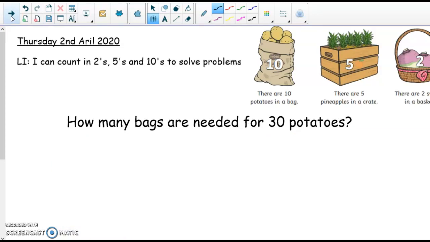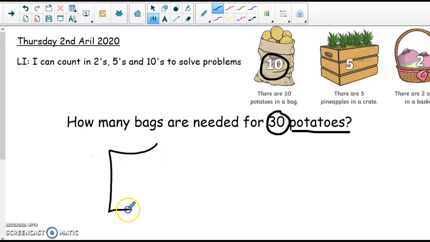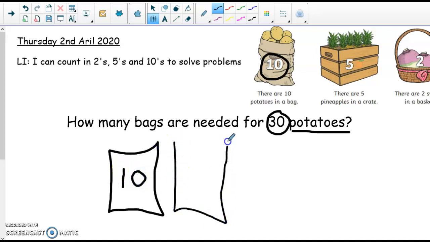So this time I need to work it out a little bit differently. So we need to work out how many bags to make 30. And we are going to be looking at the potatoes. So here are the potatoes and there are 10 potatoes in each bag. So I'm just going to count in 10's and draw the bag. So I've got 1 bag of potato, which equals 10. That's not 30 yet, is it?